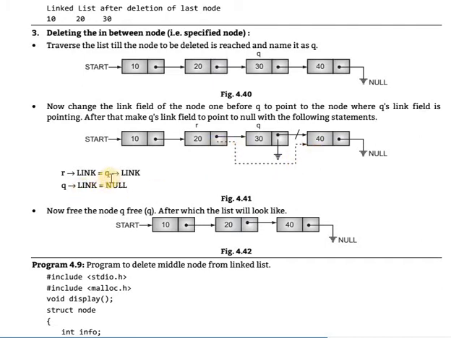How is this possible? Through queue's link, that is queue's address. Queue's link field stores the address of the next node. Queue's next link is which value? 40 will be assigned to the before node, and queue's link is null, so obviously that element is removed. Now free the node queue using free(queue), after which the list will look like this.